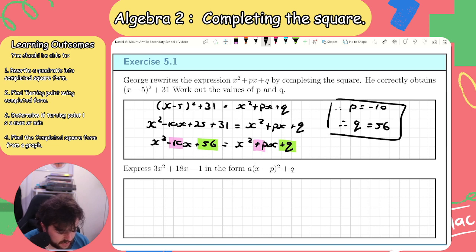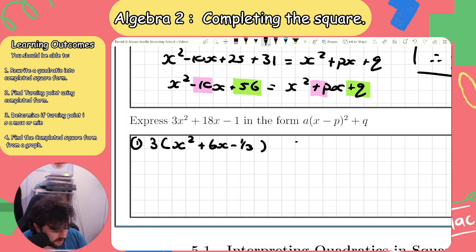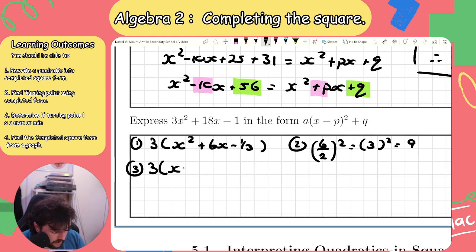Express 3x squared plus 18x minus 1 in the form a(x minus p) all squared plus q. So we're completing the square again. Step 1, factor out the coefficient of x squared. So I'm factoring out a 3. I'm left with x squared plus 6x minus a third. Next step, half the coefficient of x and square it. So (6 over 2) all squared is equal to 3 squared, which is 9. And then I am adding and subtracting that into my expression in the middle here. So x squared plus 6x minus 1/3 plus 9 minus 9.